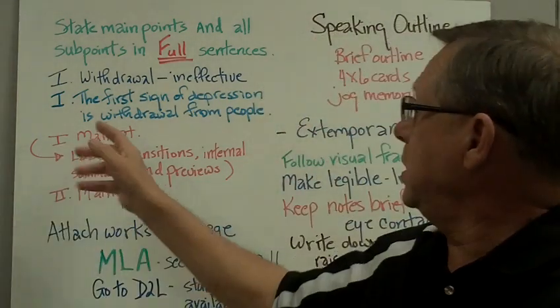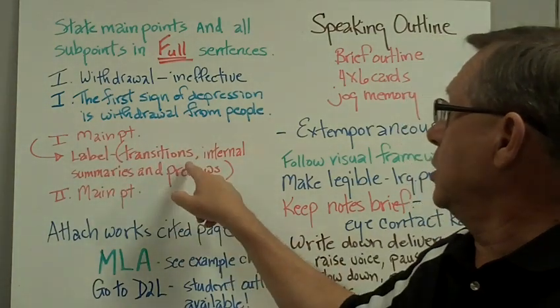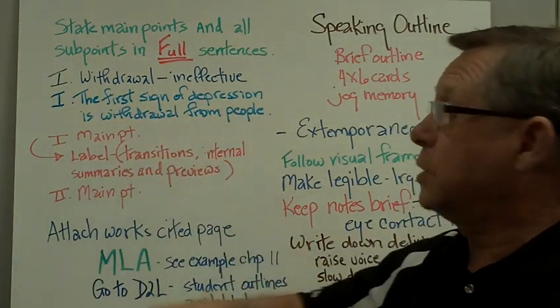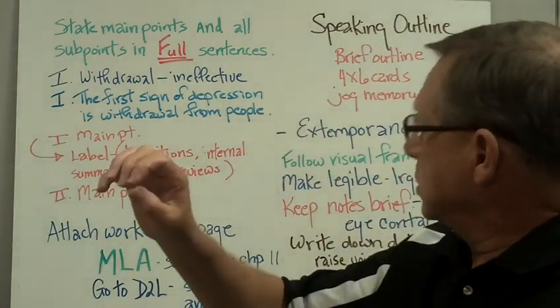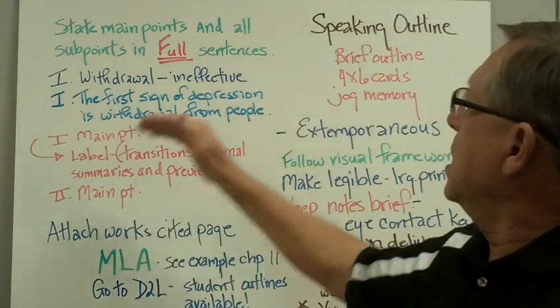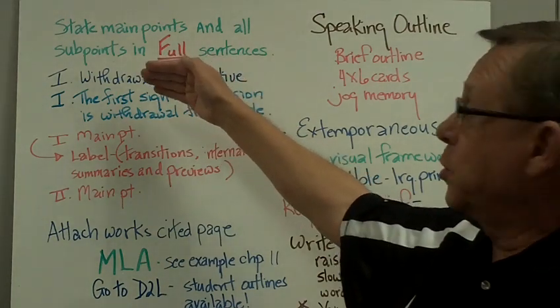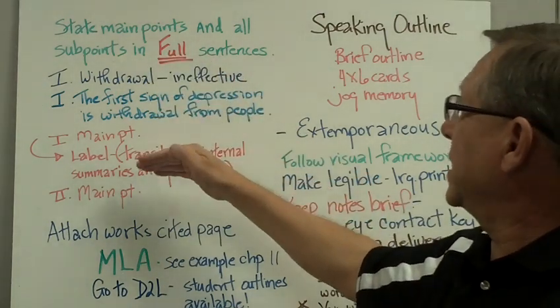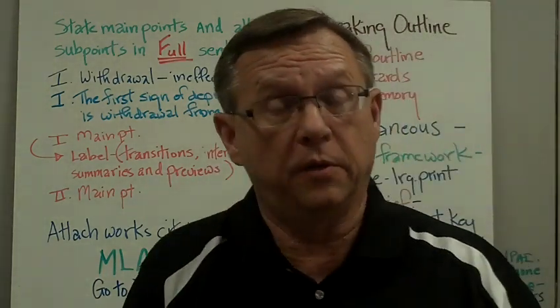Again, between the main points, you label your transition. You type the word transition or you use the word connective. I'll accept either one. And then you type out your transition. Now that we've talked about withdrawal as the first sign of depression, we're going to move on to the second sign of depression. That would be an example of how to do a transition.